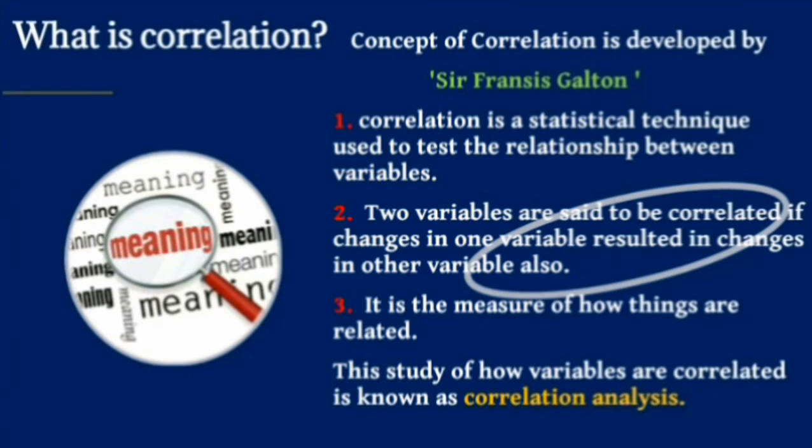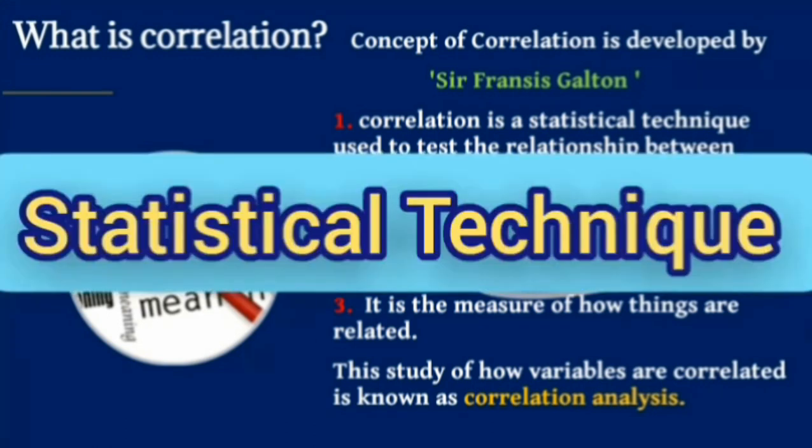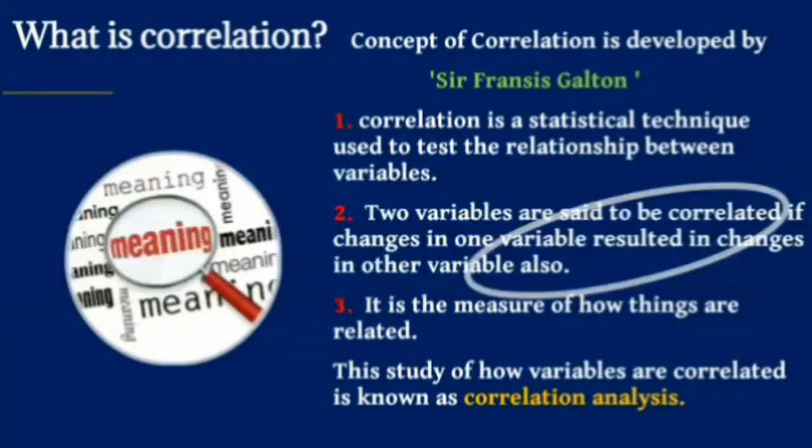Correlation is a statistical technique used to test the relation between variables. So here in this point, it is clear that correlation is a statistical technique. Why is correlation called a statistical technique? It is called a statistical technique because to measure the correlation between the variables, we use different kinds of statistical tools and statistical methods. That is why correlation is called a statistical technique.